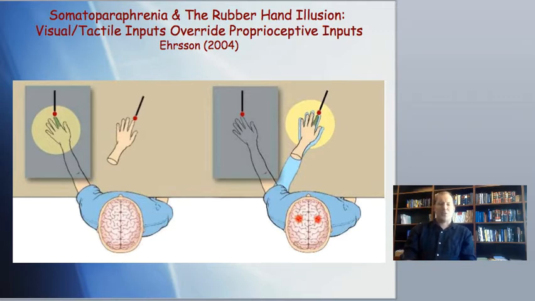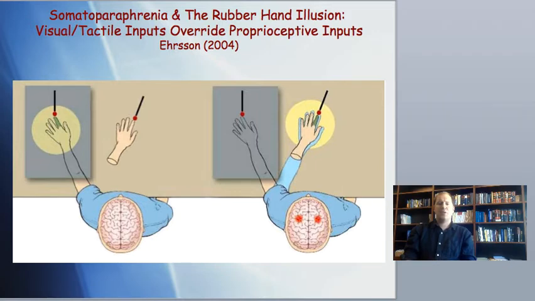Here's where it gets really interesting, and this is a wonderful experiment, I think, done in 2004. There's a condition of the brain called somatoparaphrenia. It's a fancy term to say there's damage in the regions of the brain where sight and touch are integrated.